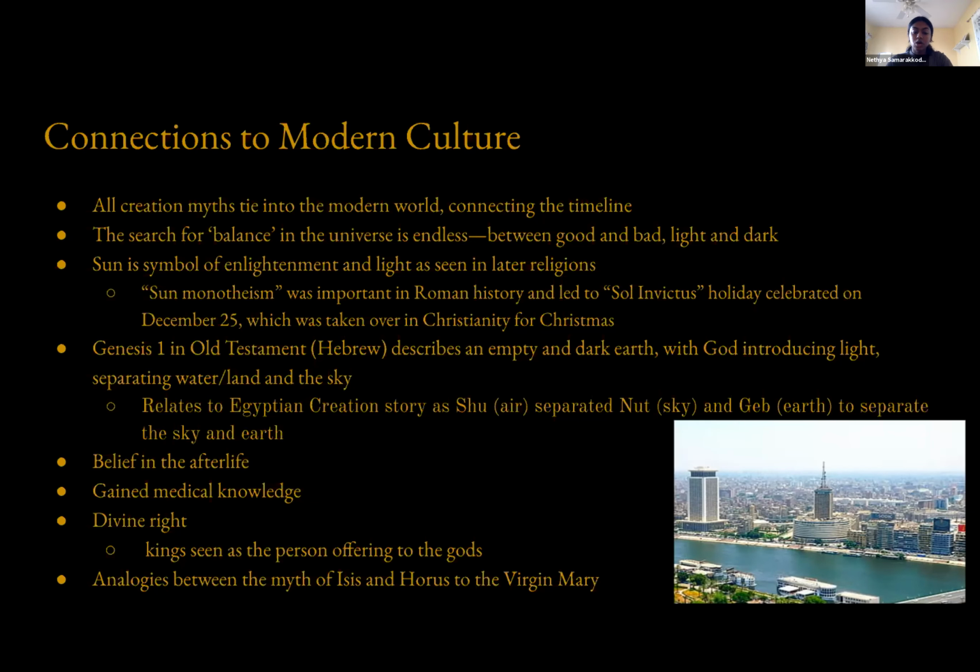And also seen in the Old Testament, Genesis 1 describes an empty and dark earth with God introducing light to separate the water and land from the sky, which is also seen in the Egyptian creation story, as Shu separated Nut and Geb to separate the sky and the earth.